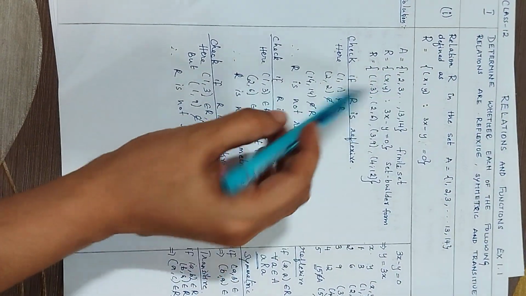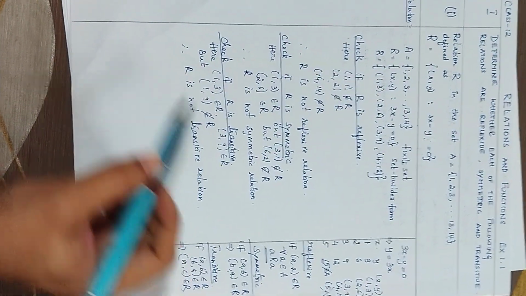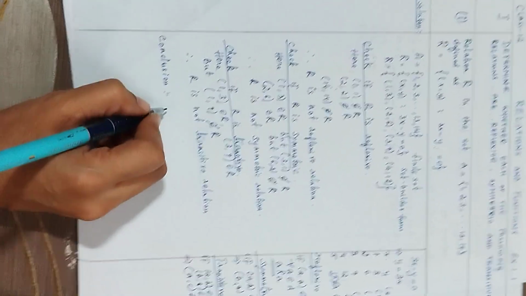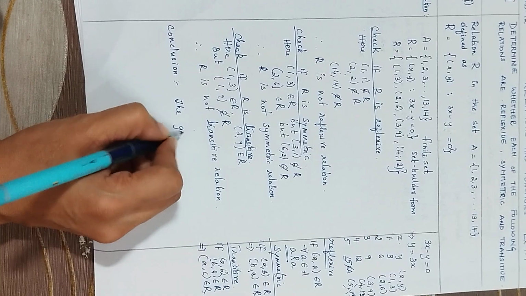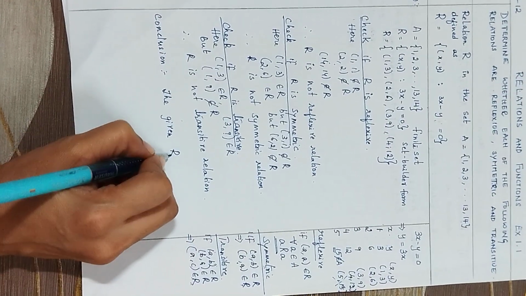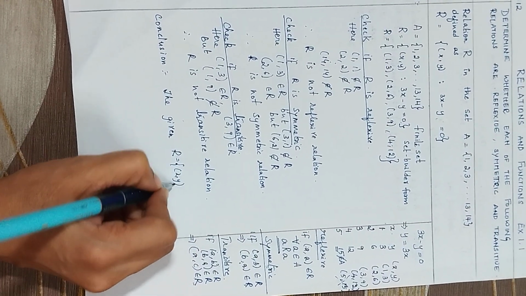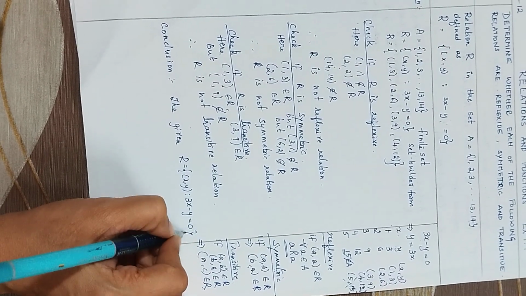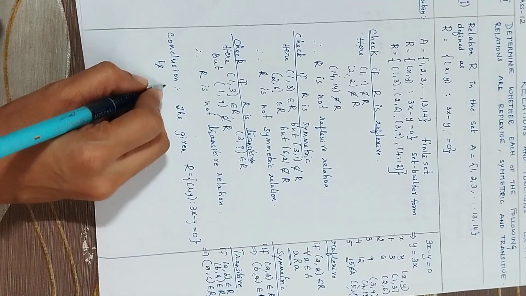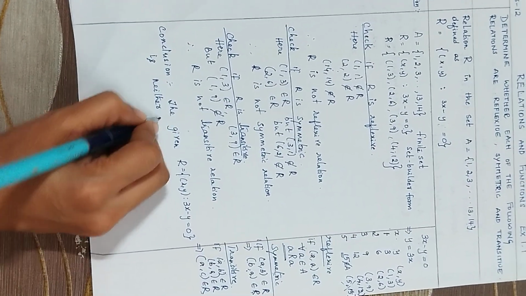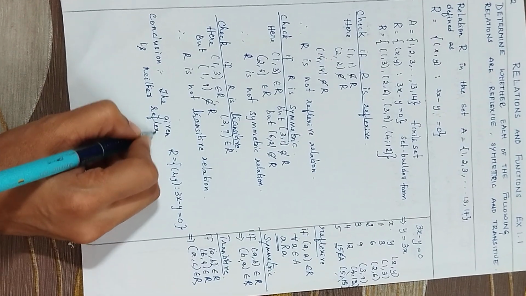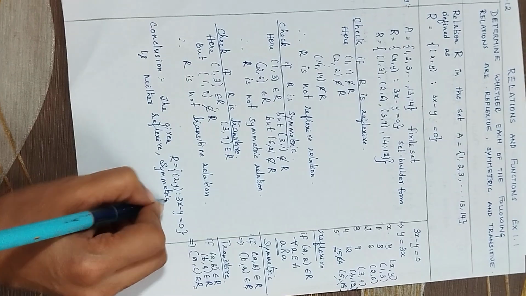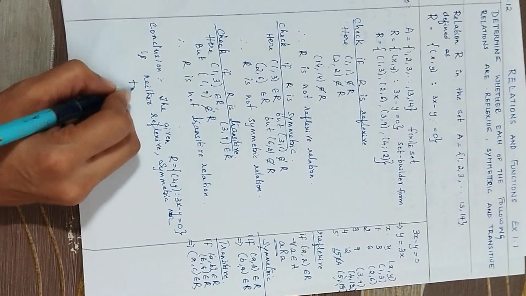So we have checked all the three cases: reflexive, symmetric and transitive. So what is the final conclusion? The given relation R, that is all the ordered pairs such that 3x minus y is equal to 0, is neither reflexive, symmetric, nor transitive.